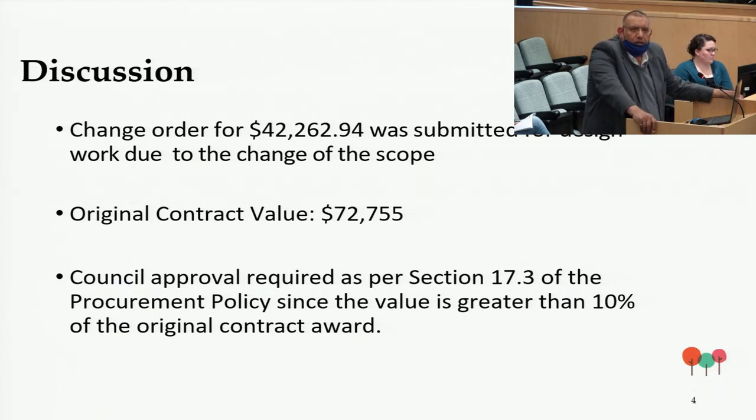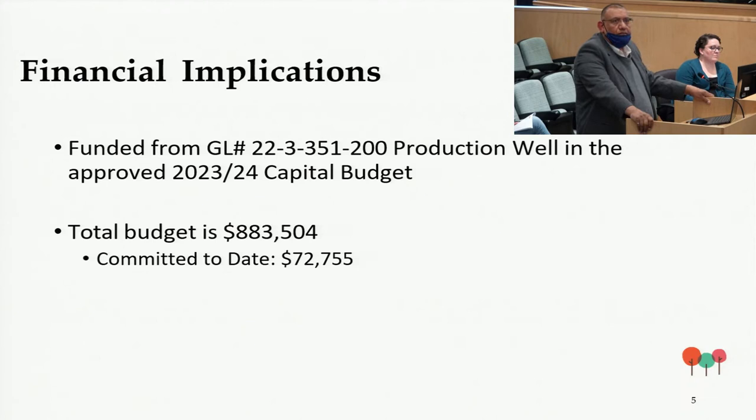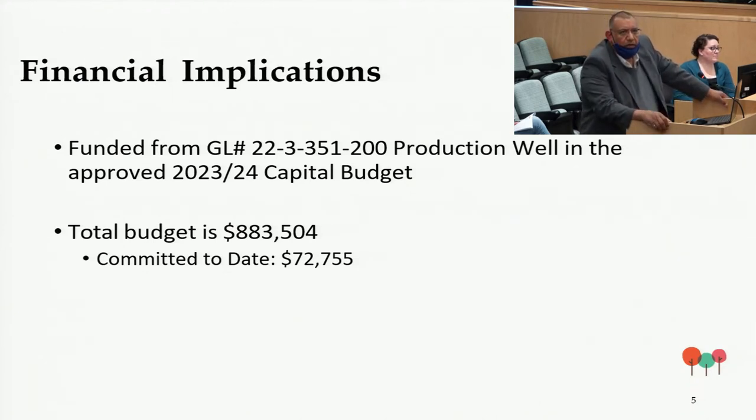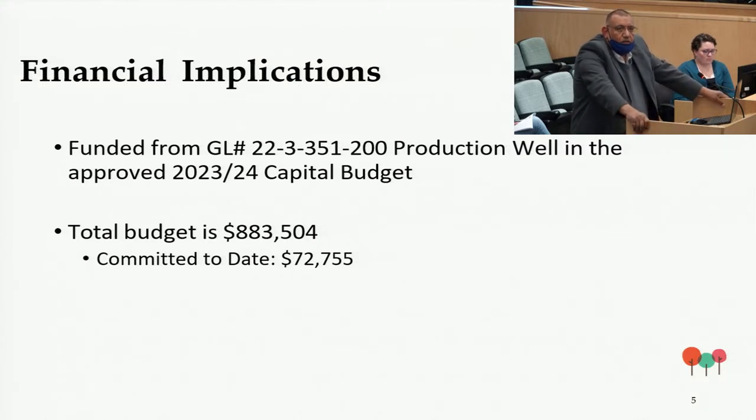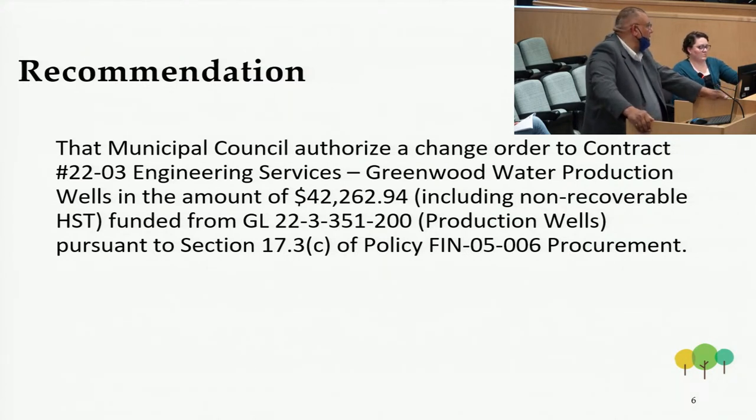Based on the procurement policy, any excess of 10% of the original contract value needs council approval. This will be funded from the capital approved budget 23-24, GL 22-3-351-200 for the production well design. The total budget approved is $883,504. And committed to date, the amount is $72,752. And the recommendation is on the screen, and I am happy to take questions.